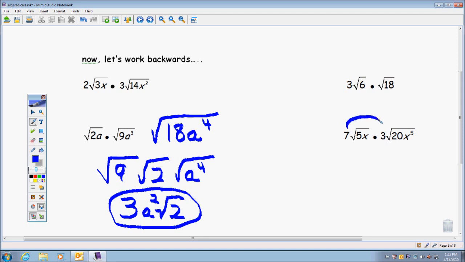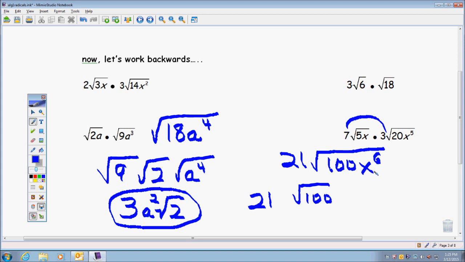Take the numbers outside. If there are numbers outside, just multiply them. 7 times 3 is 21. Now multiply the radical times radical. So you got 5 times 20, which is 100. You can probably see where we're going with this. That's going to become a 10, right? And then x times x to the 5th is x to the 6th. Remember, you add the exponents here. So you got 21 sitting on the outside. Leave it be for now. Square root of 100 is 10.